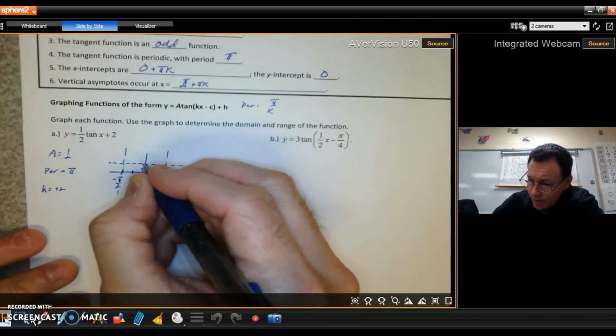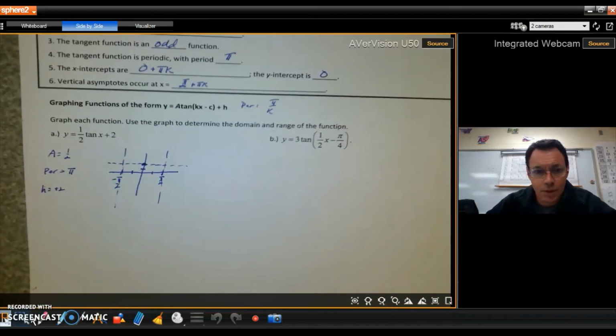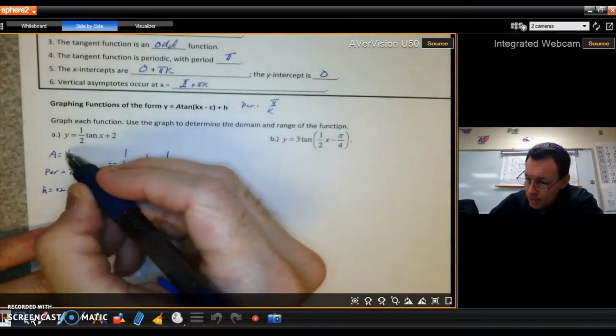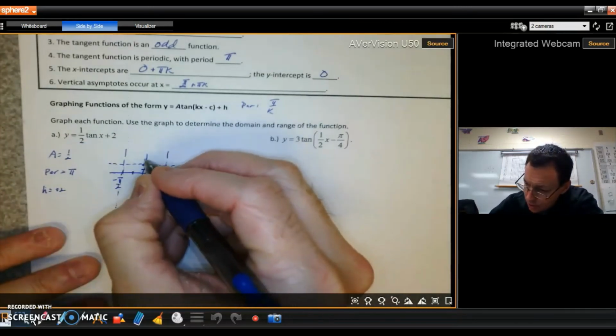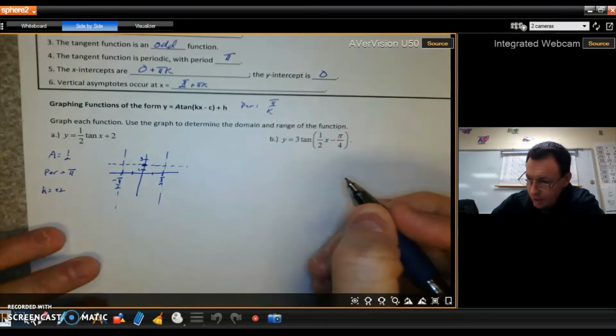So that's actually where our graph's going to start. That's our origin, for lack of a better word, okay? Because everything's being shifted up 2. And then we have an amplitude of a half. So this is 2, so this is 3, and this is 1.